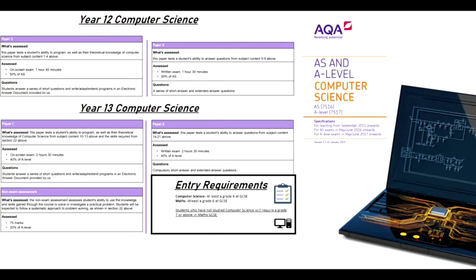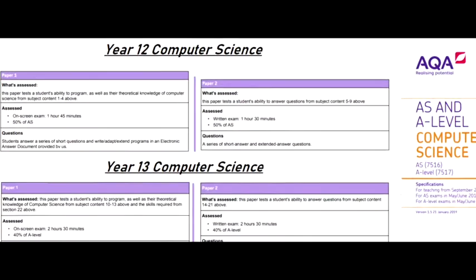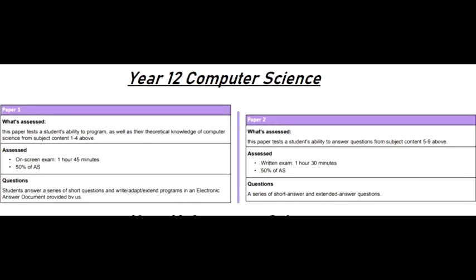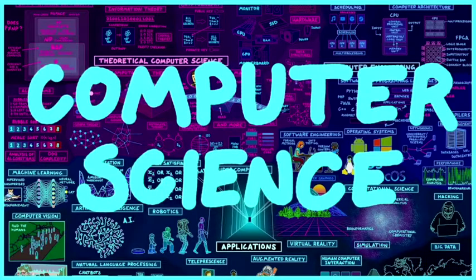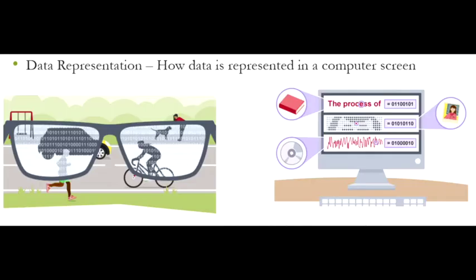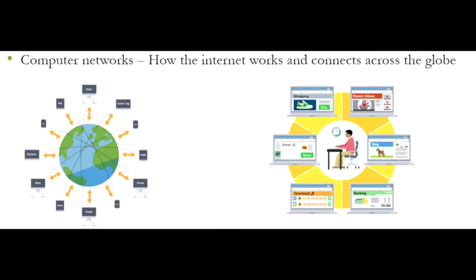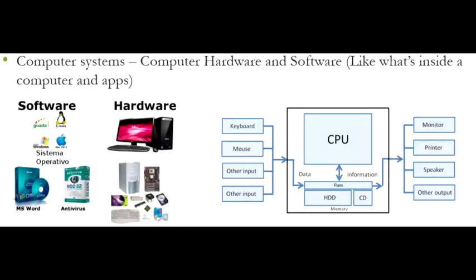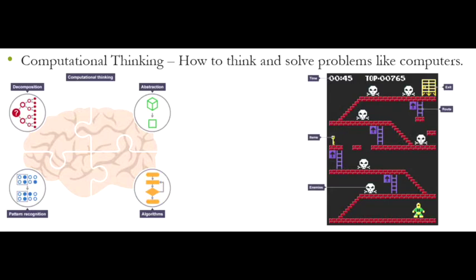Heading over to the assessments area, you'll be graded based on 2 papers. Just like in the GCSE year, you'll be having paper 1 and paper 2. The paper 2 aspect covers the theory of computing. This includes data representation, computer networks, cybersecurity, computer systems, and most importantly, computational thinking.